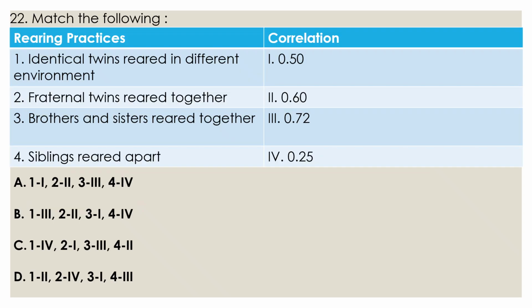Question number 22. Match the following. On the left hand side, they have given the rearing practices, and on the right hand side, they have given the correlation. First is identical twins reared in different environments. The answer will be 0.72. Fraternal twins reared together will be 0.60. Brothers and sisters reared together will be 0.50. Siblings reared apart will be fourth, 0.25. So the answer for question number 22 will be B.